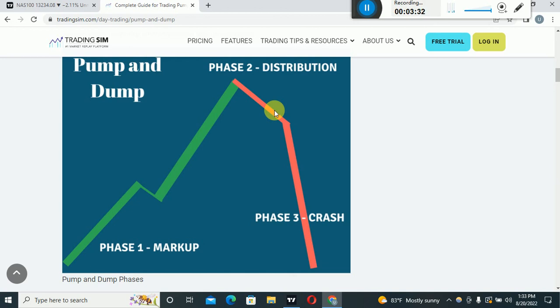Now, how do you know a pump and dump? Most times the speed with which price goes back to the origin, from where the move began, is faster. It is stronger than the markup phase. That's the crash phase, stage 3. So you want to pay attention to this because it happens every day in the market, and I'm going to walk you through the chart right away.